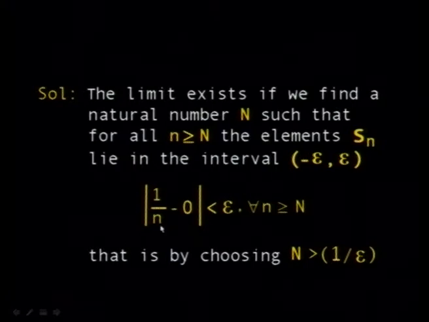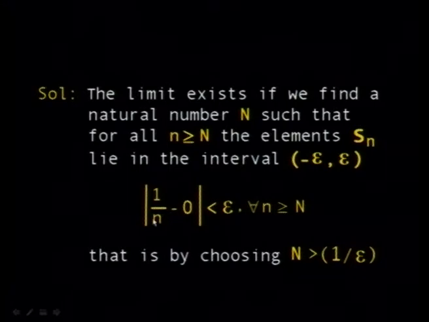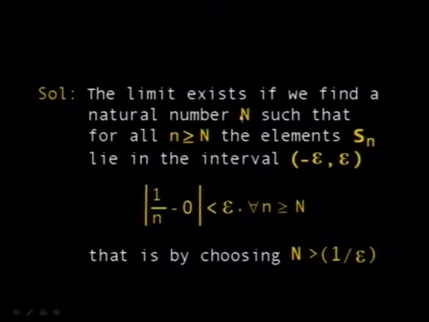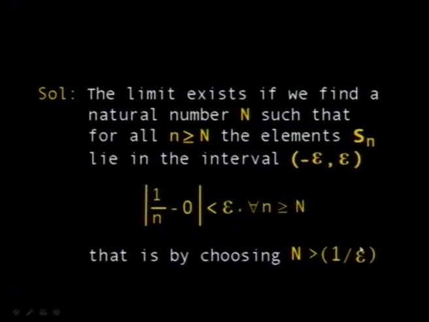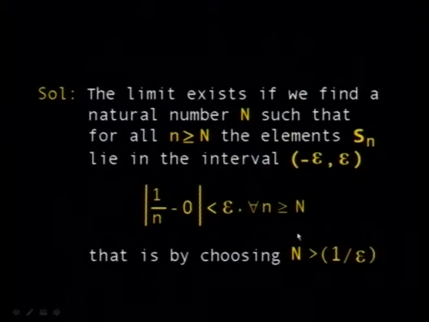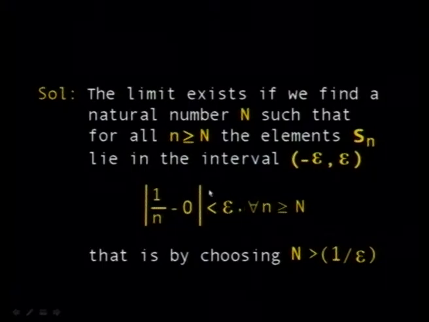In order for this to hold, you have to have n greater than 1 over epsilon. So if there exists a natural number capital N greater than 1 over epsilon, then for all elements of the sequence starting from number capital N onwards, you are sure that the difference between 1 over n and 0 is always less than the prescribed value epsilon. And this is the way you check the convergence or the limit of a certain sequence.